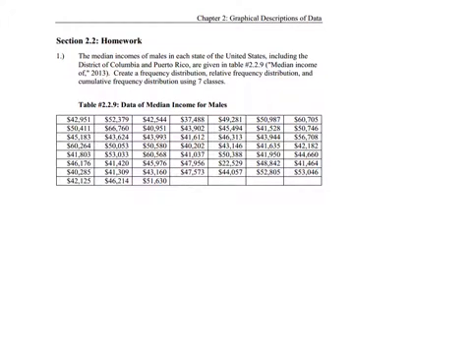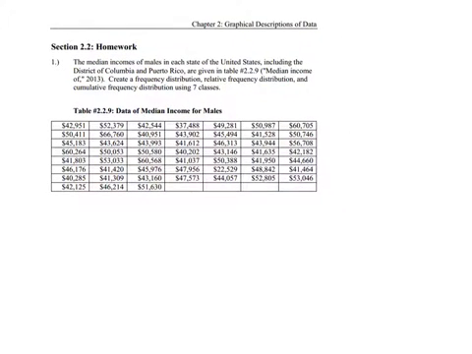Thought I'd help you walk through this answer, even though you've got the answers worked out in the back. Sometimes it helps to hear it walked through. So this is about median income for males. They want us to make a frequency distribution, a relative frequency distribution, and a cumulative frequency distribution using 7 classes. So they're telling us how many to make.